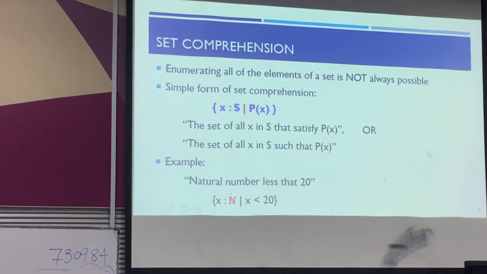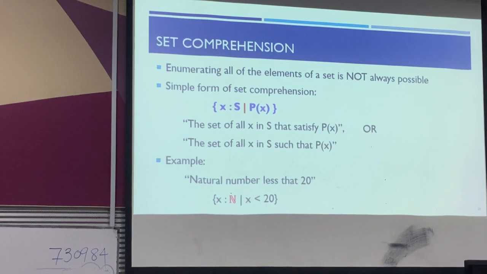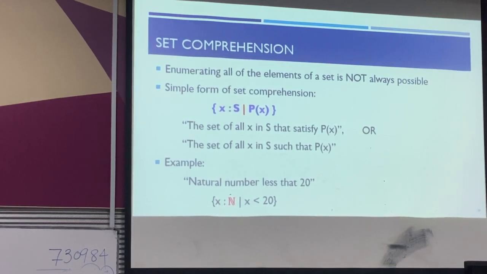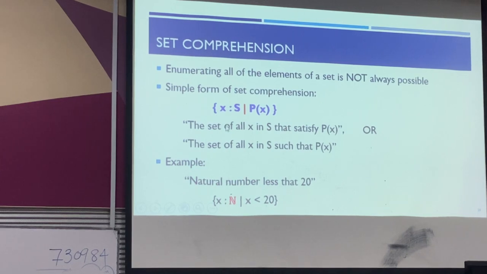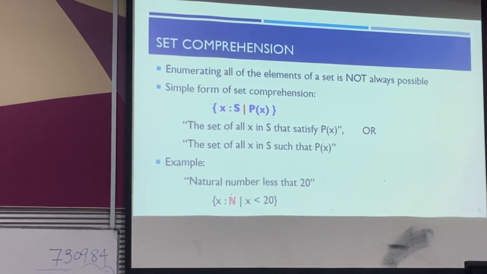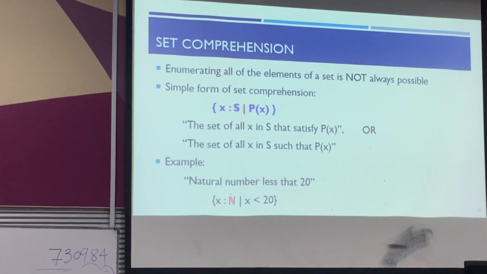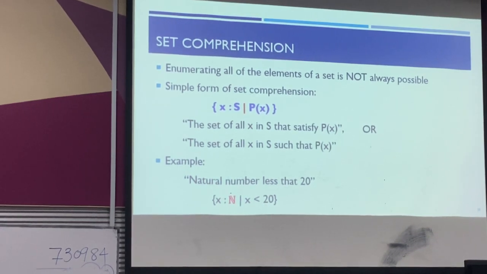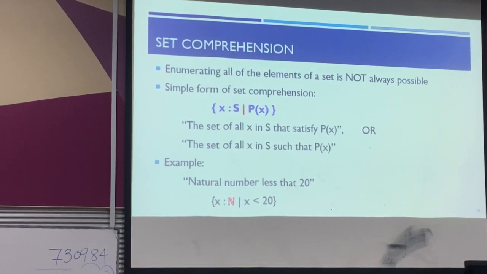For set comprehension, actually the simple form is the one that you use in your tutorial. The simple form that you have done in your tutorial consists of only two parts. The first part is what we call the variable declaration. Then you have the bar, and then the second part is the predicate part, or sometimes it can be constraints, or a function. Normally, if you have a bar like this, the second part will be more on the constraint, the condition. So the simple form is like this.